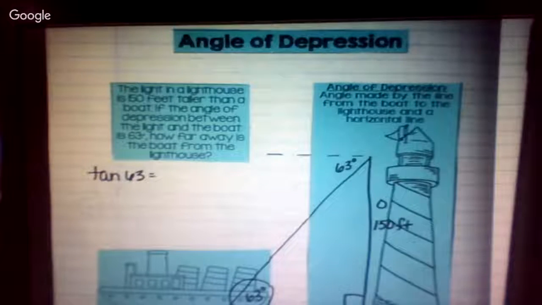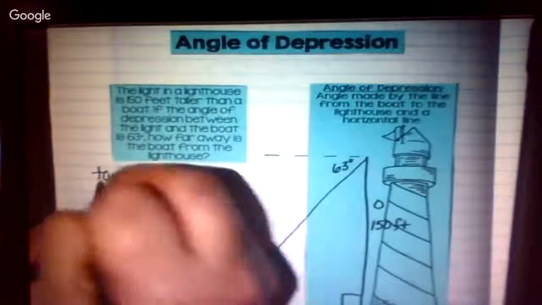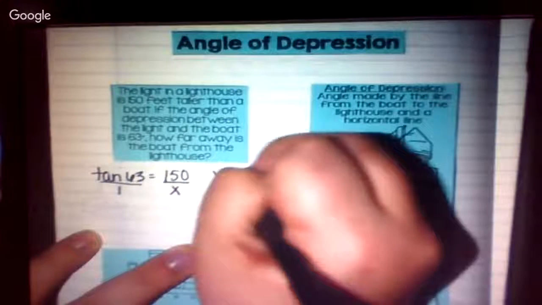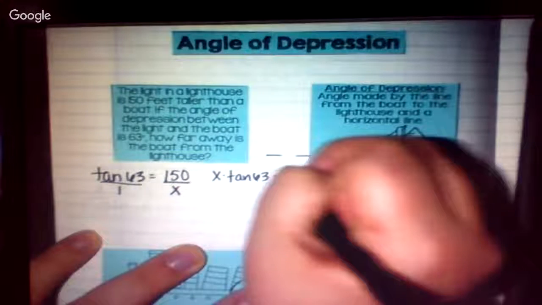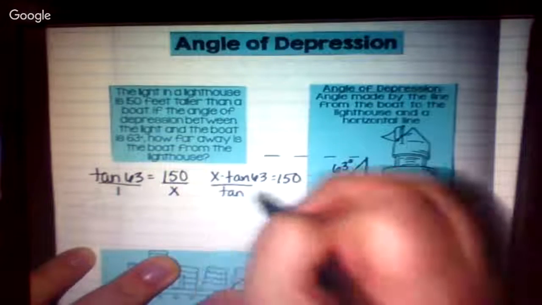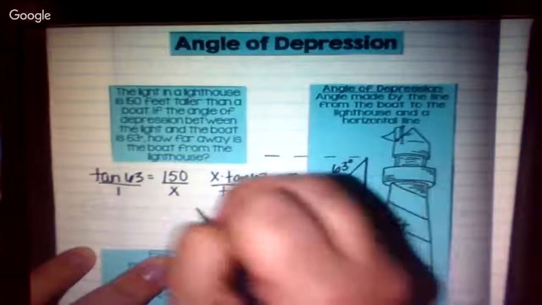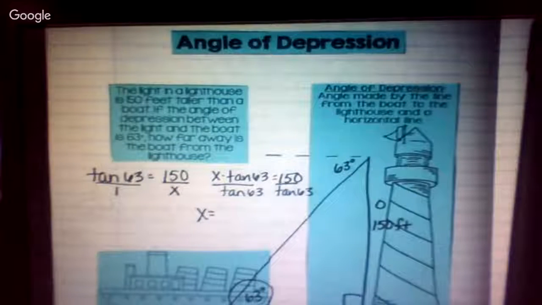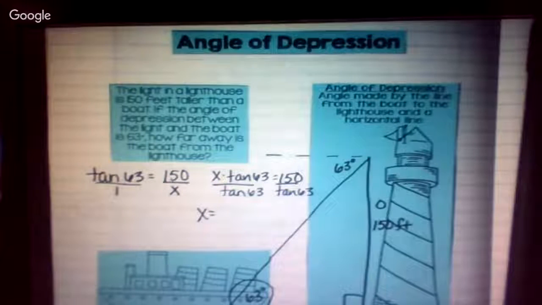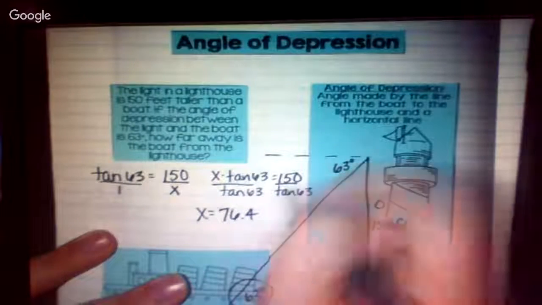So what goes on top? 150 over X. When I cross multiply, do I need to divide this time? Yes, because when I cross multiply, I get X times the tangent of 63 equals 150. We then divide by the tangent of 63. That's 76.4, and this is in feet. Fantastic.